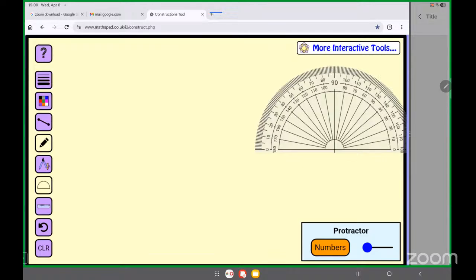Position the protractor the right way. I'm going to draw a triangle and measure the 3 angles on it. So one line, two lines. Let's do this clearly.